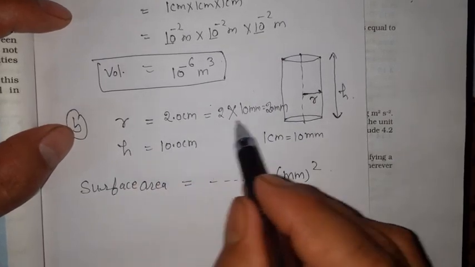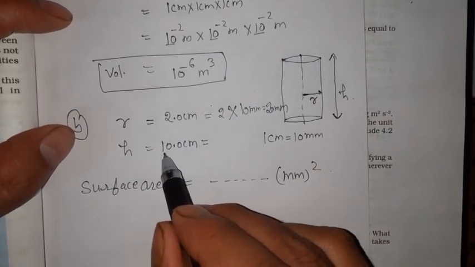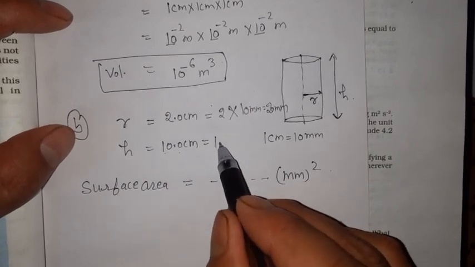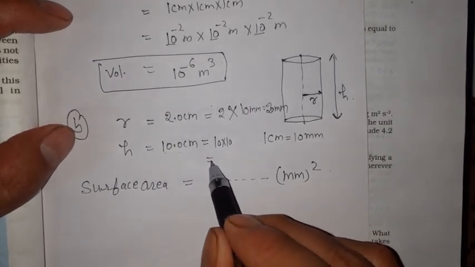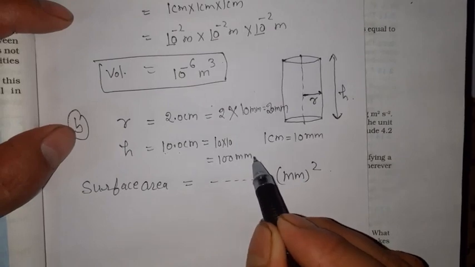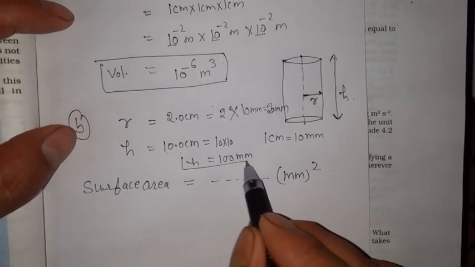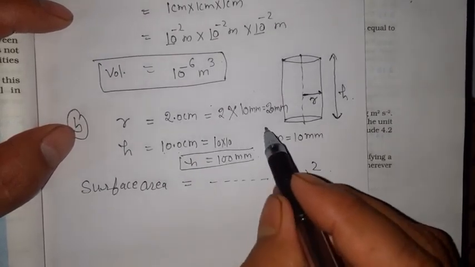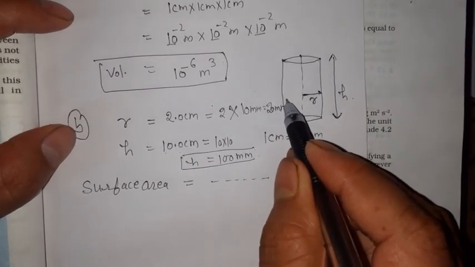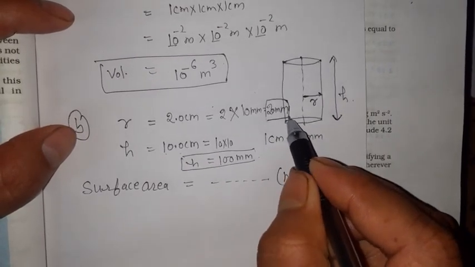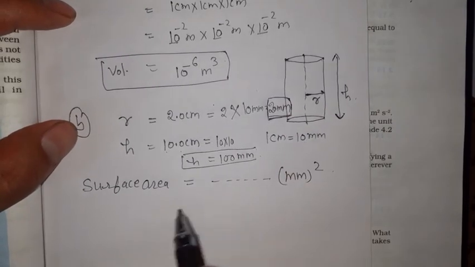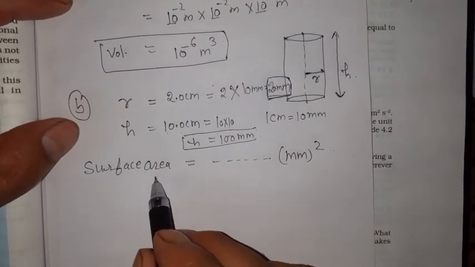Okay, so how much is the radius? 20 mm. And thus this height, how much will it be? It is 10 into 10, so this will come out to be 100 mm. So thus I get over here, student, the height is 100 mm, and the radius is 20 mm. Okay, important.